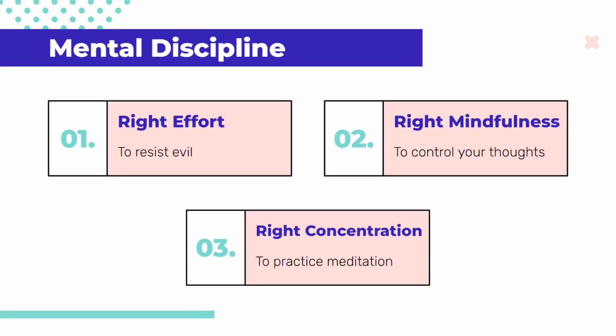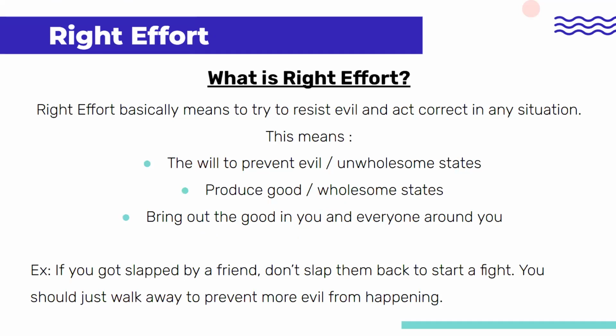And the next essential element is mental discipline. The 3 parts in mental discipline are right effort, right mindfulness, and right concentration. First is right effort. So what is right effort? Right effort basically means to try to resist evil and act correctly in any situation. This means the will to prevent evil, unwholesome states, produce good, wholesome states, and bring out the good in you and everyone around you. An example: if you got slapped by a friend, don't slap them back to start a fight. One way that I would solve this is just walk away to prevent more evil from happening.